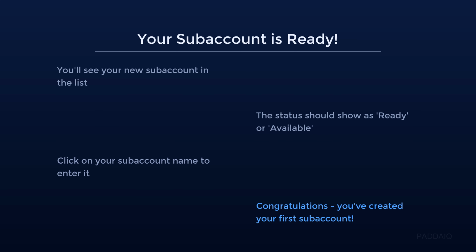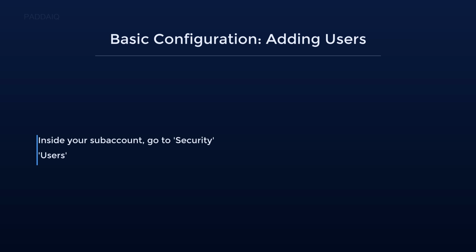Basic configuration: adding users. Inside your subaccount, go to Security Users. This means you navigate to the security settings within your SAP BTP space to manage who can access it. For instance, you might add a new developer to your team so they can start working on an application. Following this step is essential for controlling access to your cloud resources.